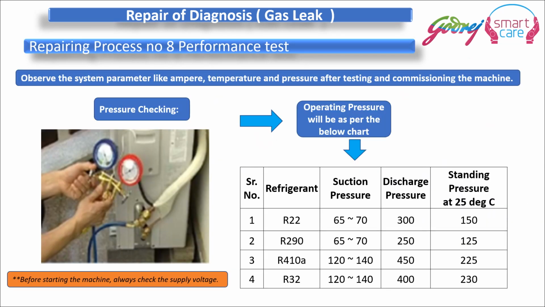Now we check the performance of the air conditioner. We observe the system parameters like ampere, temperature and pressure after testing and commissioning of the machine. We check the operating pressure as per the chart below.